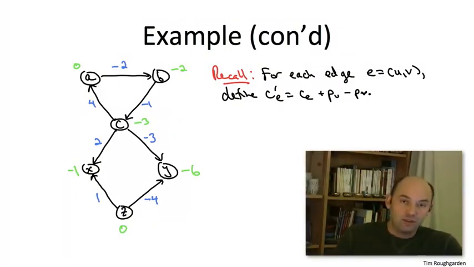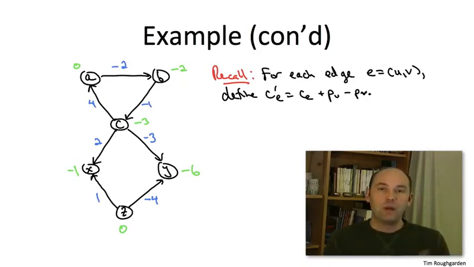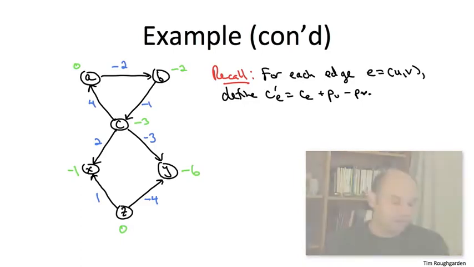Let's start at the top, edge A comma B. So we start with its original length minus 2. We add the weight of the tail, so we're adding 0. And then we subtract the weight at the head, so we're subtracting minus 2. That is, we're adding 2. So we get minus 2 plus 2, or 0, for the new length c prime e for the edge A comma B.